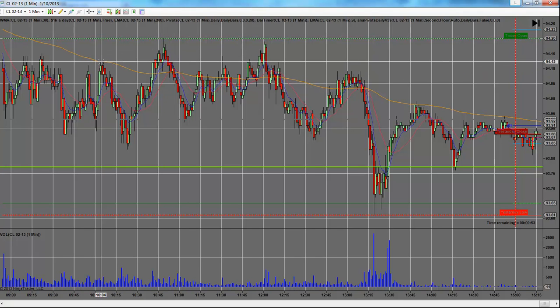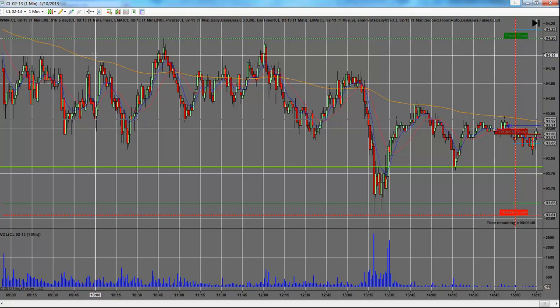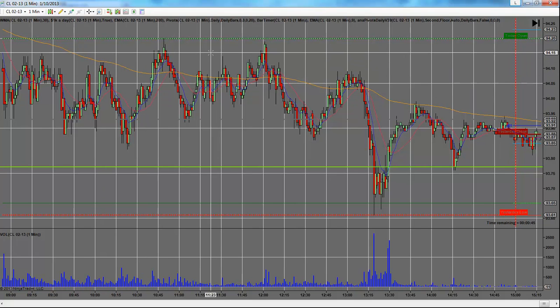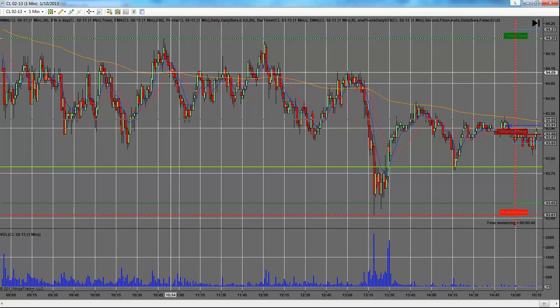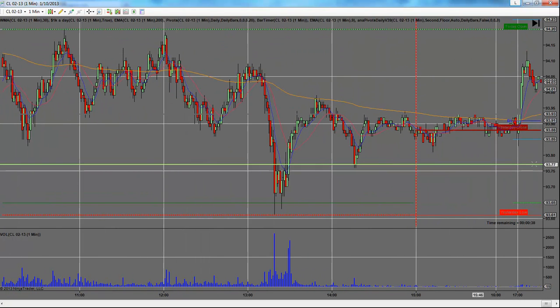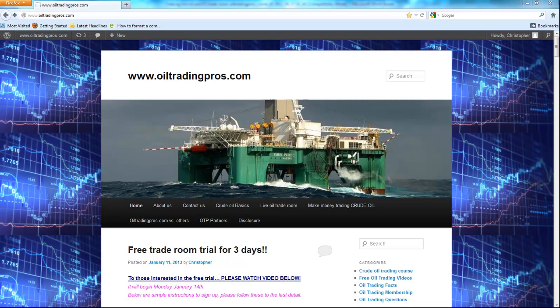This is what we call a RTM 930 Classic reverse setup here for a short at the orange line. Worked great. You can also take it for a long at the orange line. But you can see it pretty much went sideways all day long. So that is some of the stuff that we like to go over in our trade room.